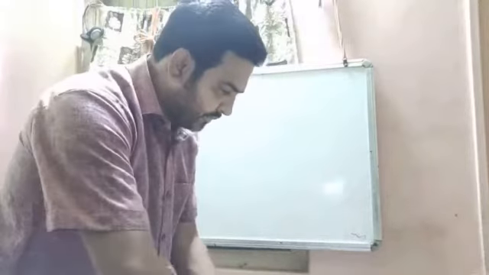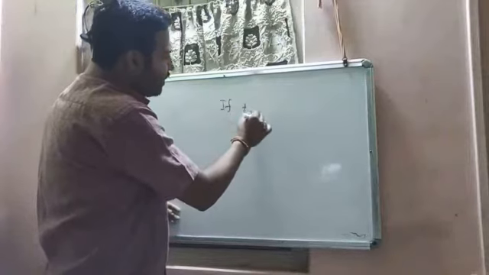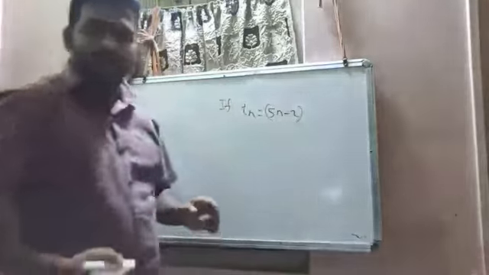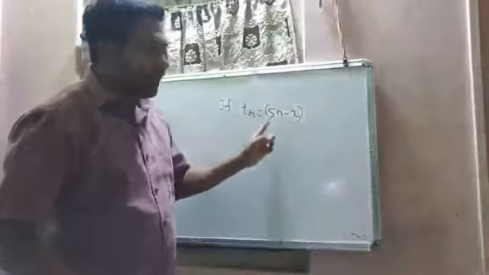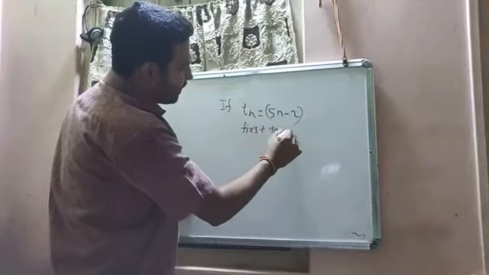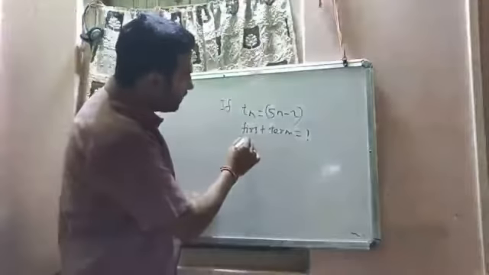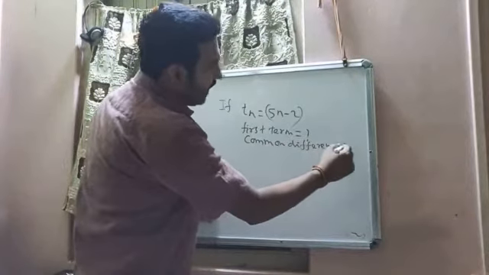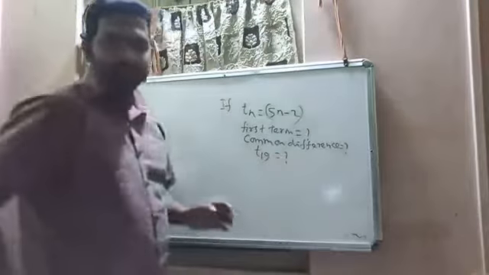The next question: the nth term Tn looks like 5n minus 2. The nth term has the form 5n minus 2. We have to find the first term, as well as the common difference. These are the things to be calculated. Common difference, as well as we have to get the 19th term.